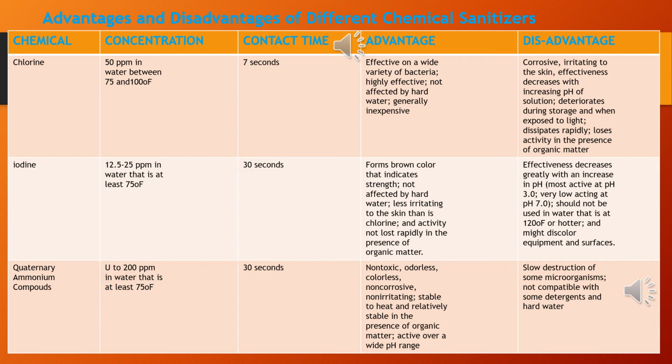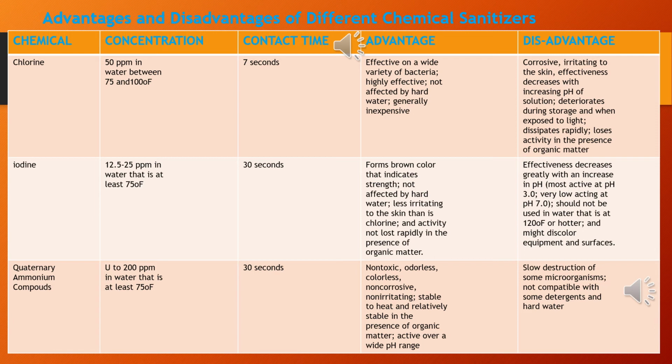Let's go to iodine. Its appropriate concentration will be 12.5 to 25 parts per million in water that is at least 75 degrees Fahrenheit. Its contact time will be 30 seconds. Its advantages: forms brown color that indicates strength, not affected by hard water, less irritating to the skin than chlorine, and activity not lost rapidly in the presence of organic matter.